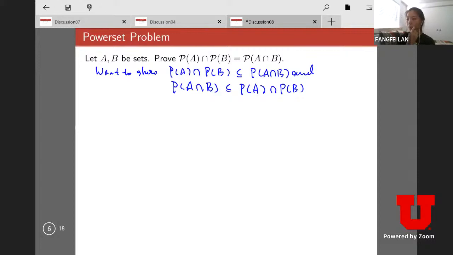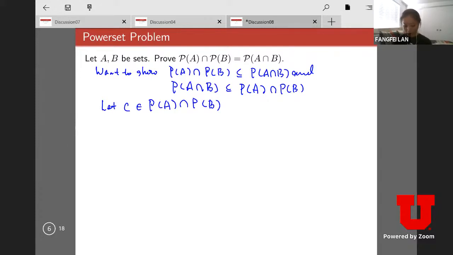But remember, the element-wise proof in this case, an element in the power set would still be a set, right? Because the power set is a set of sets. So C would be a set. If we say let C be in the power set of A intersect the power set of B, then C is a set. It's not just a number or something, it's a set. Just want to clarify.